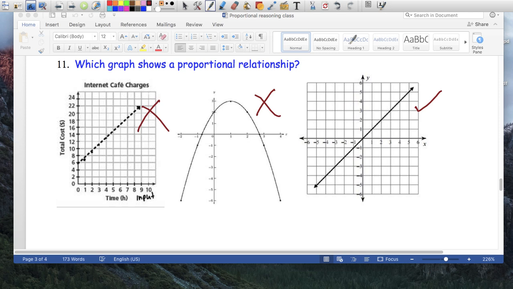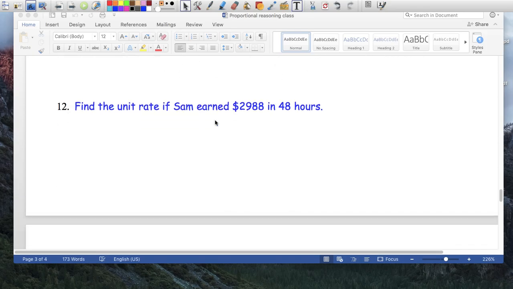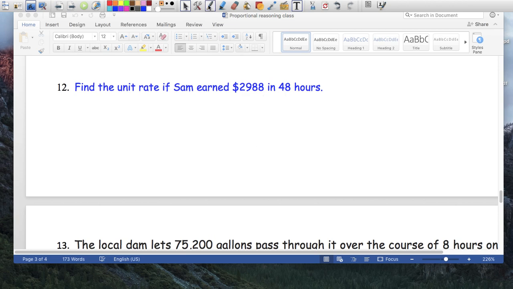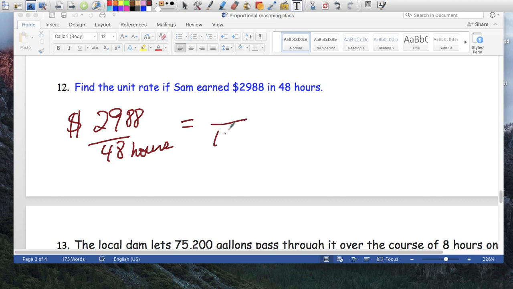So you would have 2,988 equals K times X, which is 48. Divide both sides by 48, right? And if you look at this, it looks the same thing. So 2,988 divided by 48, isn't that what we did here? 2,988 divided by 48, and K equals 62.25. This is your constant of proportionality, which is also your unit rate. So whether you do it like this or this, I think this is easier, right? It's up to you.